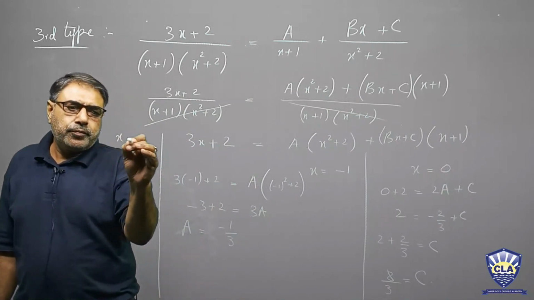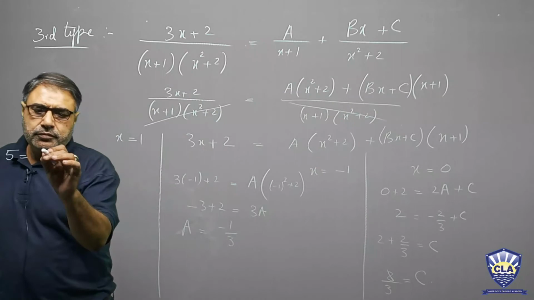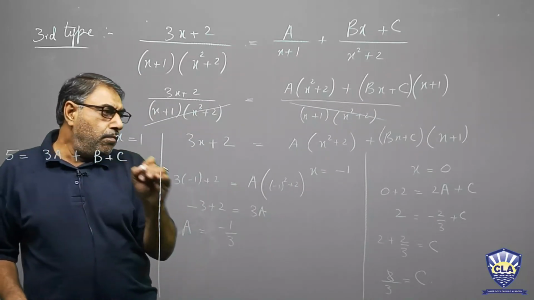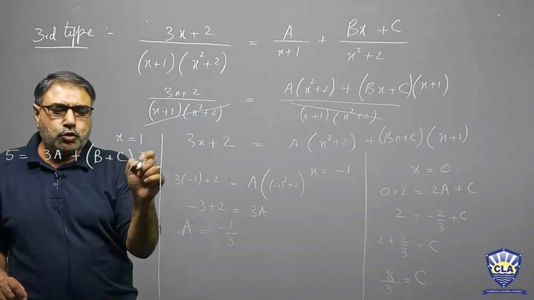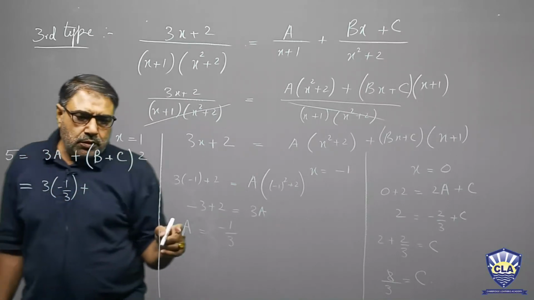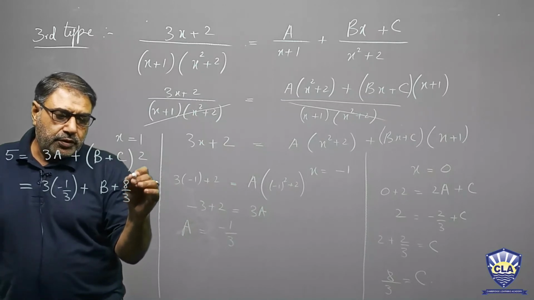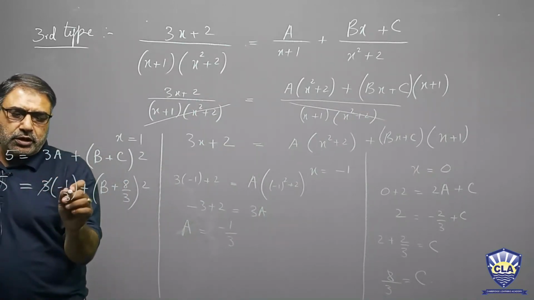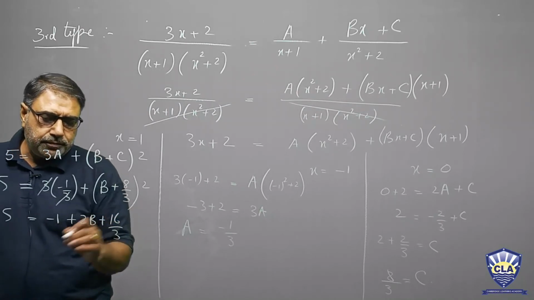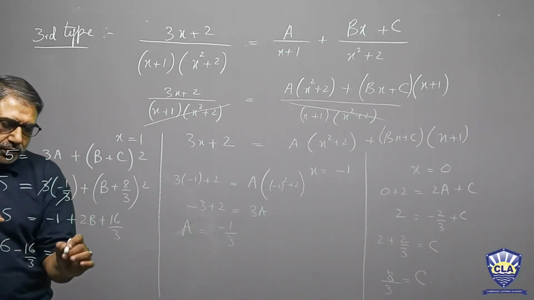x equals 1. 3 times 1 plus 2 is 5. 5 equals a times 1 plus 2, 3a, plus b plus c times 1 plus 1, 2: 3a plus 2b plus 2c. So replace the values: a minus 1 over 3 plus b plus 8 over 3, into 2, equals 5. Cancel out minus 1: 5 plus 2b plus 16 over 3. 5 minus 16 over 3 equals 2b.